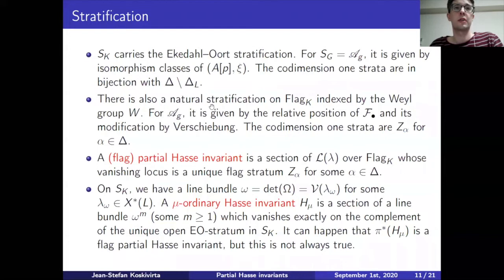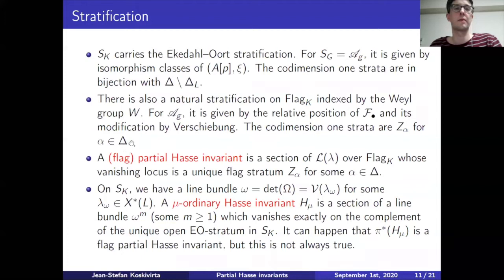But similarly, there is a stratification on the flag space, Flag K. And this time this stratification is indexed by the whole Weyl group W. For example, in the case of Shimura varieties, it is given by the relative position of the flag and its modification by Verschiebung. So there is a way to modify this flag by applying Verschiebung, and then we take the relative position and we get some element in W, and this tells you in which stratum you are. And if we only look at the codimension one strata, then these correspond basically to the simple roots. So there are more codimension one strata on the flag space than on the Shimura variety, because this complement could be very small, whereas here it's always Δ, sorry.